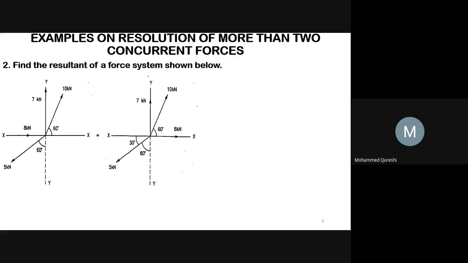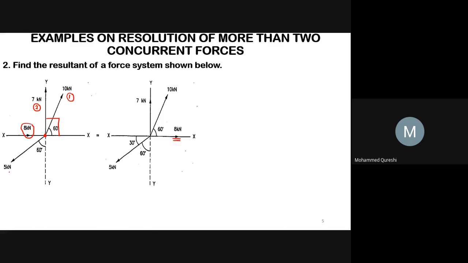Find the resultant of the force system shown below. So, this is your one force, 10 kilo Newton. 10 kilo Newton is making an angle 60 degree with the horizontal x-axis. Then here, the second force is 7 kilo Newton, making an angle 90 degree with the x-axis. Then 8 kilo Newton. It is going towards the point, which means this force is right now in push condition. So this push force we are converting into pull force.